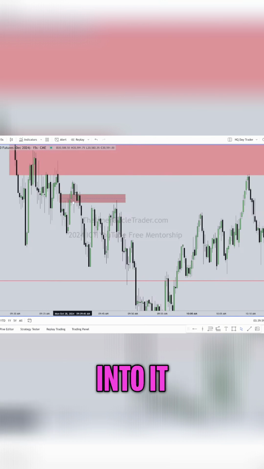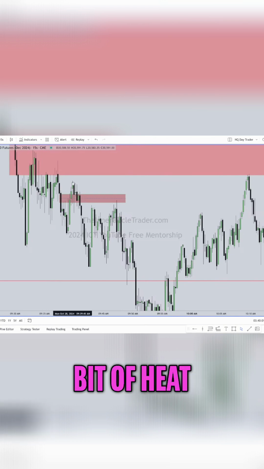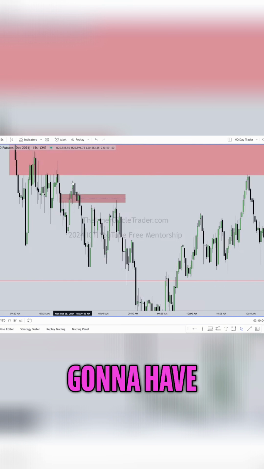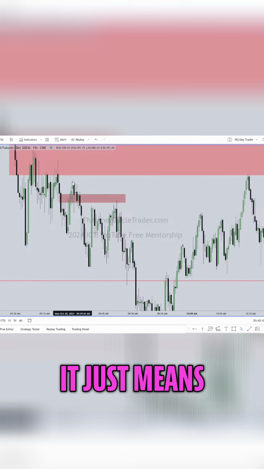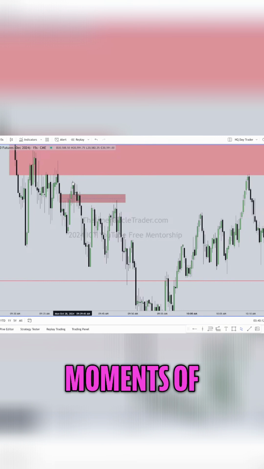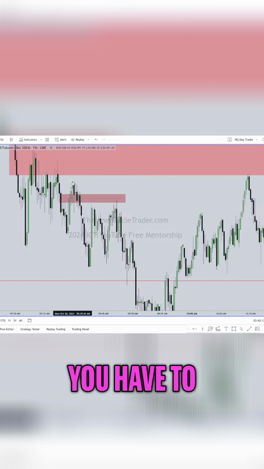Price trades back up into it. He can enter into that gap. He has a little bit of heat here, but guess what? You're going to have trades where it's going to have heat. That means a little bit of drawdown. It doesn't stop you out. It shouldn't cause you to bail out of the trade. It just means that you got to go through a couple moments of uncomfortable price action. You have to weather that.